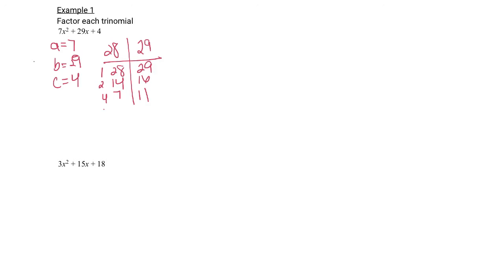Here is where it stops being the same as last time. First method we can use is the factor by grouping method. I'm going to do the same thing as last time. First term goes in the front, skip the middle, last term goes on the end. Now in the center, we're going to use these factors that we found: plus 1x plus 28x.